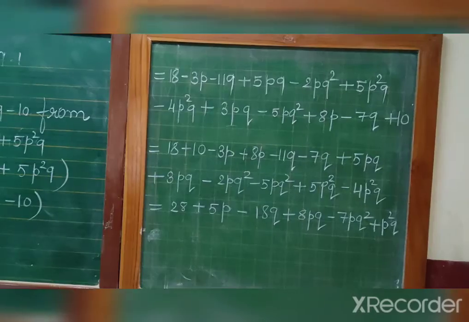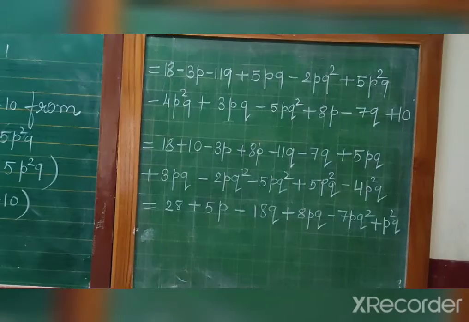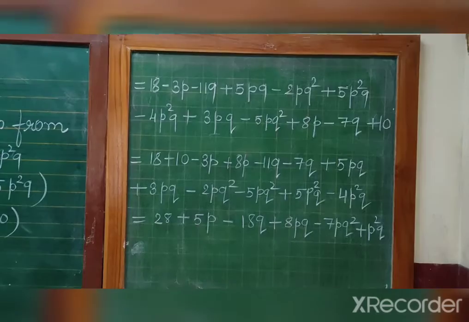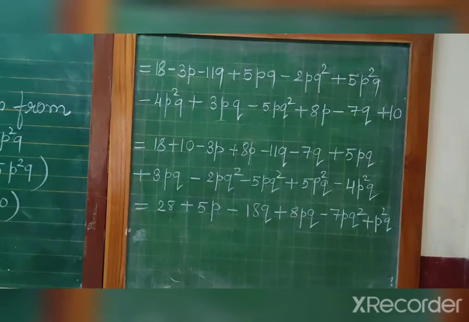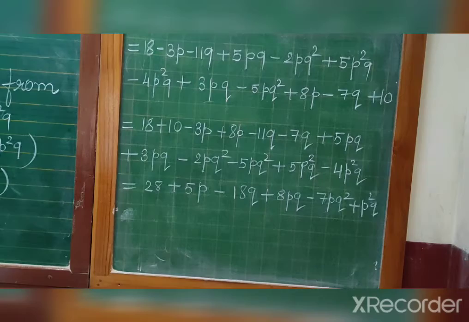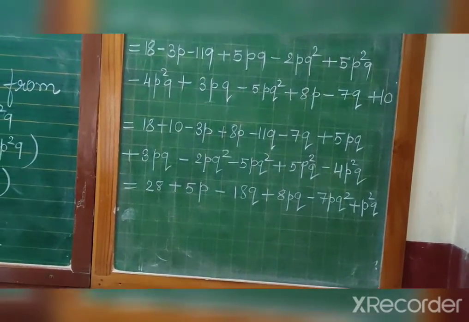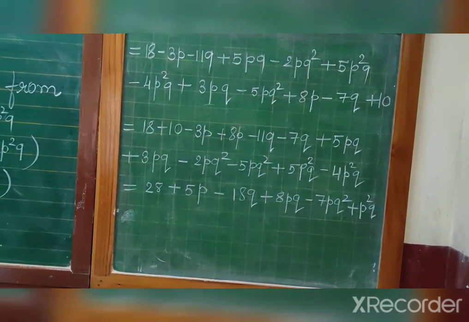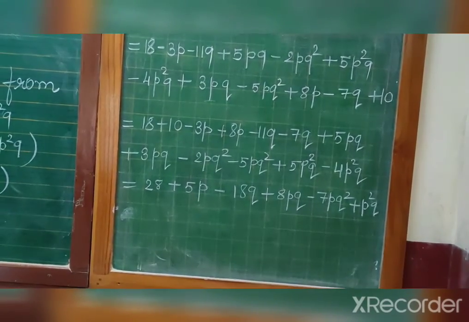Now 18 plus 10 is 28. Minus 3p plus 8p, by the integers rule, is plus 5p, because the greater number has the positive sign. Now minus 11q minus 7q: two negative numbers we always add, so minus 18q. Plus 5pq plus 3pq is 8pq. Now minus 2 minus 5 is minus 7pq square. Now 5 minus 4 is 1, and we never write 1 as a coefficient, so we write only p square q.